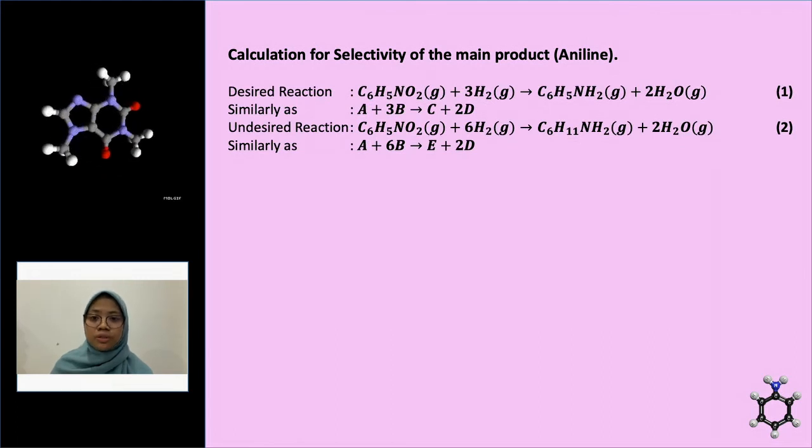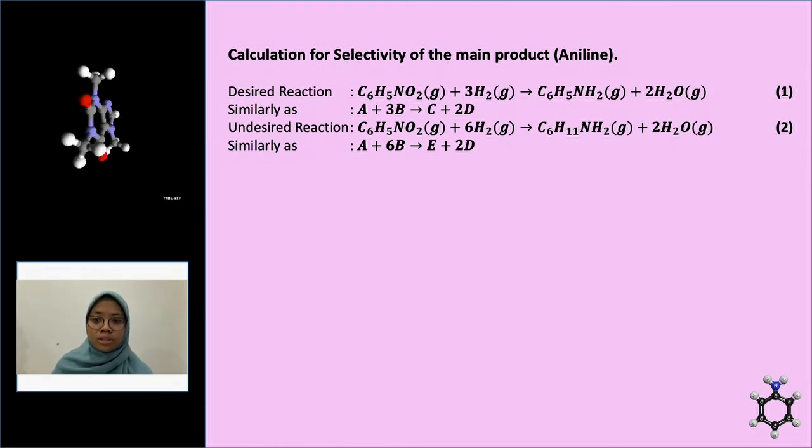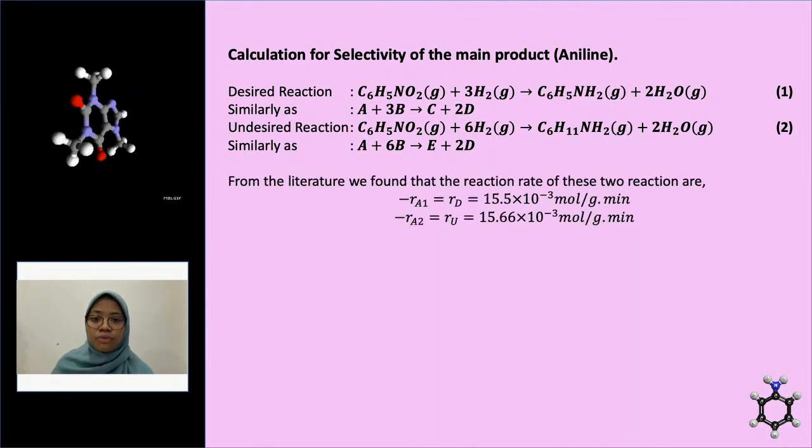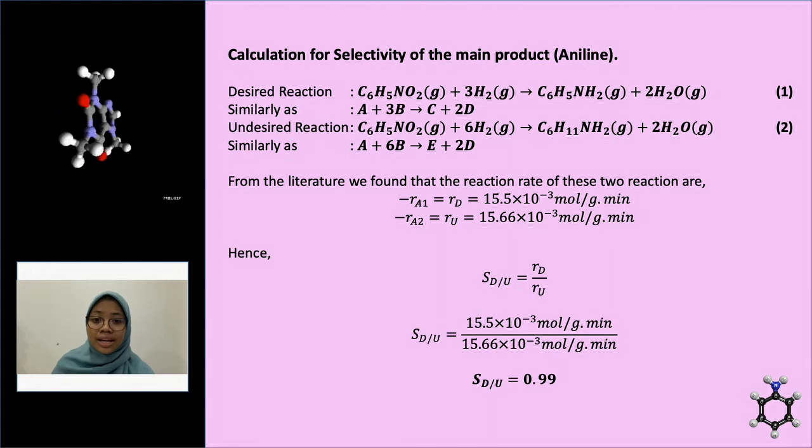We are required to calculate the selectivity of the main product aniline. From the reaction part, the desired reaction is nitrobenzene reacting with hydrogen gas to form aniline and water, while the undesired reaction is nitrobenzene reacting with hydrogen gas to form cyclohexylamine and water. From the literature review, we found the rate of the desired reaction is 15.5 times 10 to the power of negative 3 mol per g·min, while for the undesired it is 15.66 times 10 to the power of negative 3 mol per g·min. Then we substitute the rate desired and rate undesired into the selectivity equation, and we got a selectivity of 0.99.